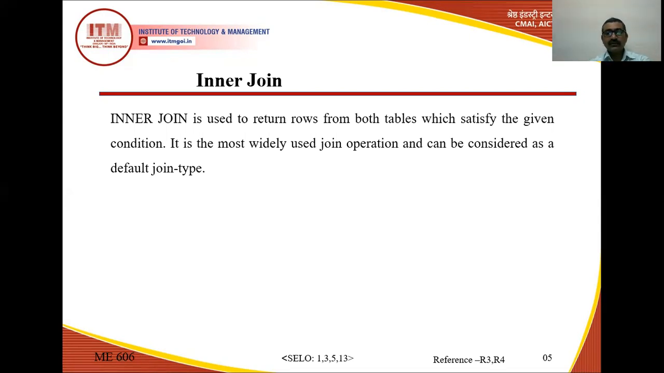Now we discuss the first type, that is inner join. What is the function of the inner join? Inner join is used to return rows from both tables which satisfy the given condition. It means there are two tables, and we can perform the inner join and get the result in a single statement. It is the most widely used join operation and can be considered the default join type.